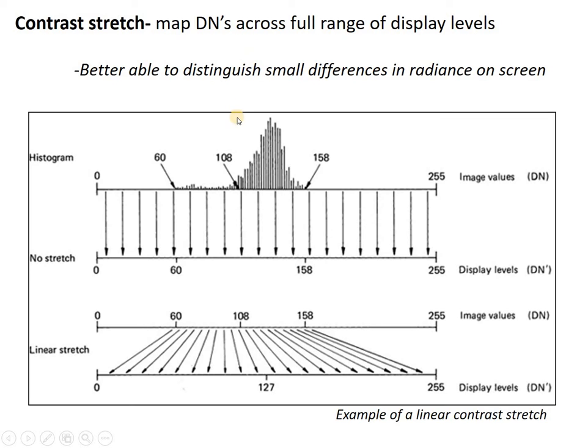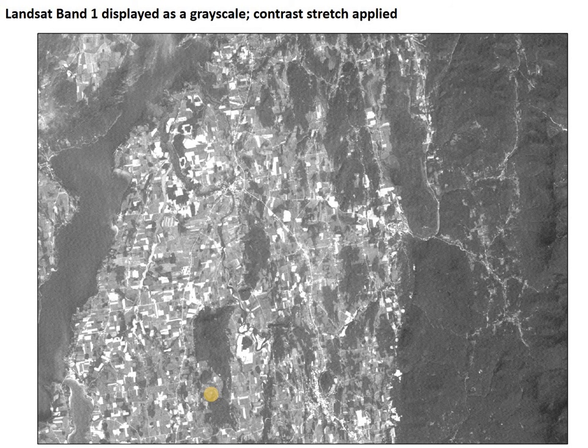What a contrast stretch does is it actually maps those digital numbers across the full range of display levels. So if you imagine here was your digital numbers grouped together, we're now going to expand those out and assign the higher digital numbers all the way to the maximum display level. Take the lowest digital number and assign it all the way to the lowest display level, which spreads the values out, and it uses all of those display levels to magnify those differences. And so here's what it looks like when we have applied a linear contrast stretch.